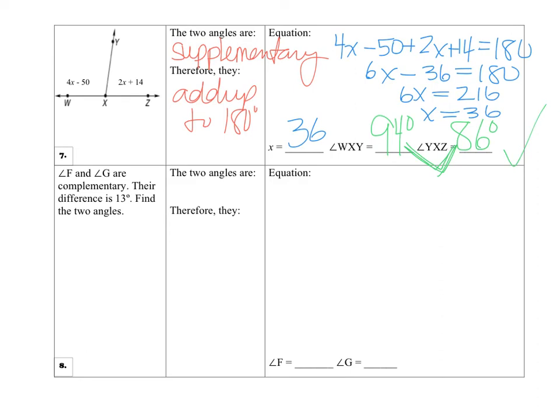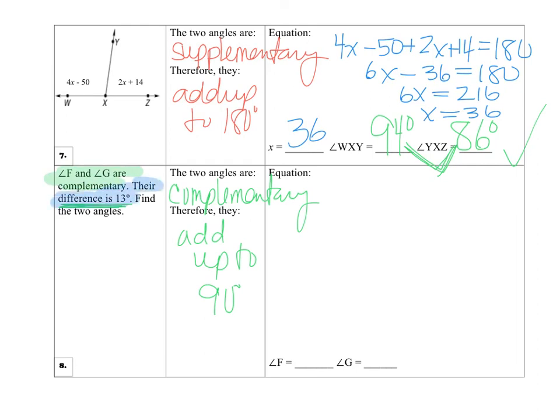All right, on to number 8. F and G are complementary. Let's go ahead and write that down. Therefore, their sum is 90 degrees, or they add up to 90 degrees. All right, and then the rest of the problem tells us that their difference is 13. So we have two different relationships happening in this problem. We know that they're complementary, but then we also know that their difference is 13.